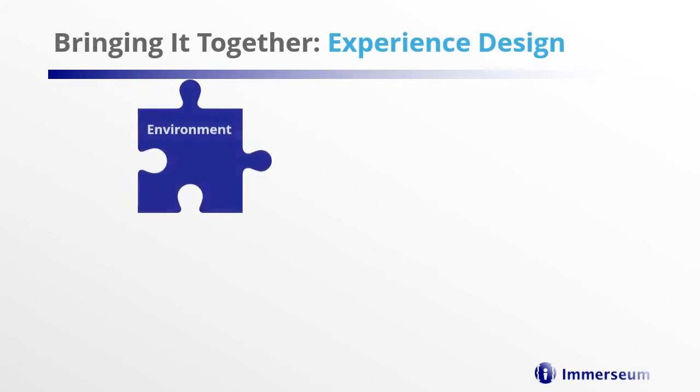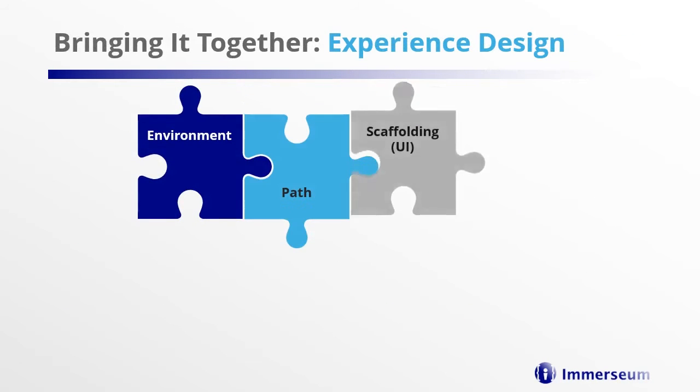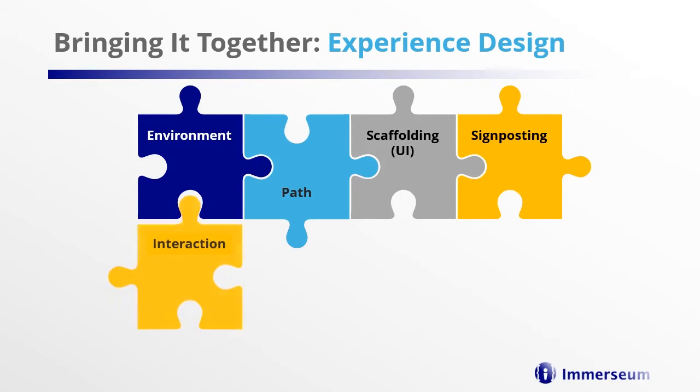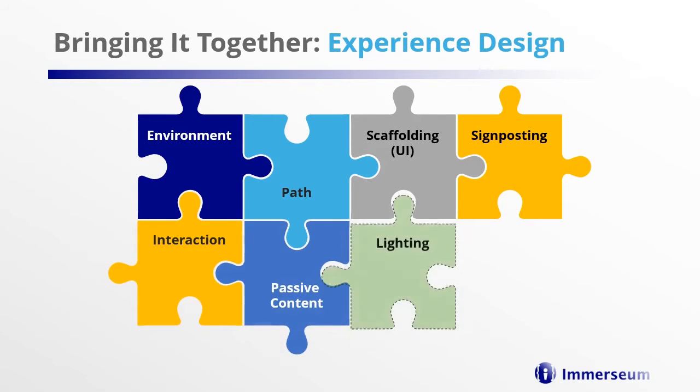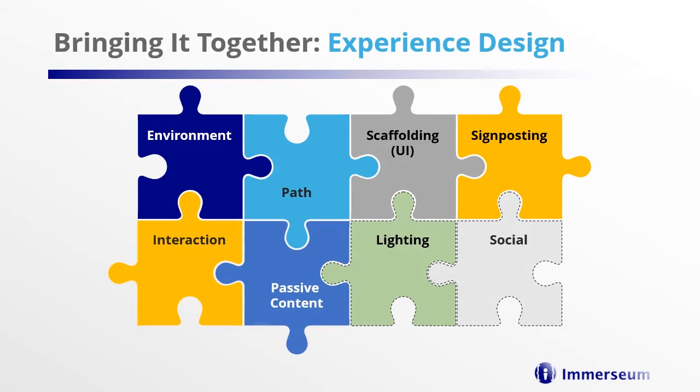So, okay, that's it for the big picture theory stuff. Design: how do we bring all of this together? We divide the practice of design in VR into eight components: environment, path, scaffolding, signposting, interaction, passive content, lighting, and social. We're not going to talk about either lighting or social today, for two different reasons.